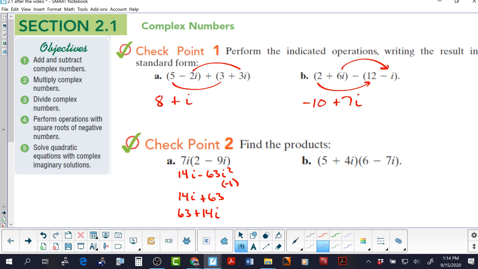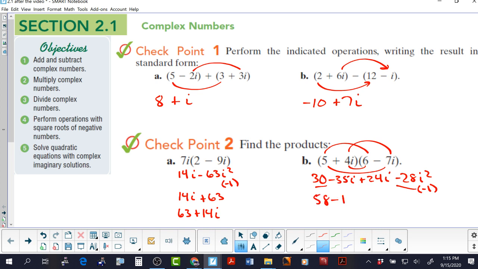Find the products. Let's FOIL. So 5 times 6 is 30. Outside is minus 35i. Inside is 24i. And last is negative 28i squared. But remember, i squared is -1. So 30, now that's going to be plus 28, is 58. And we have minus 11i.